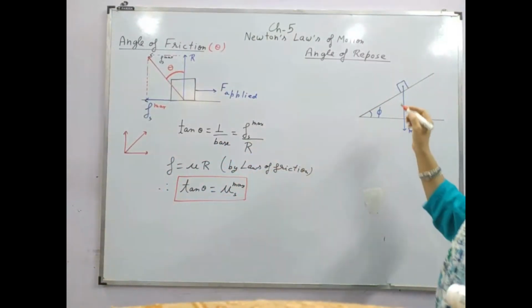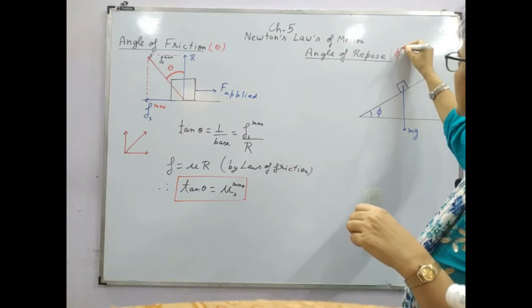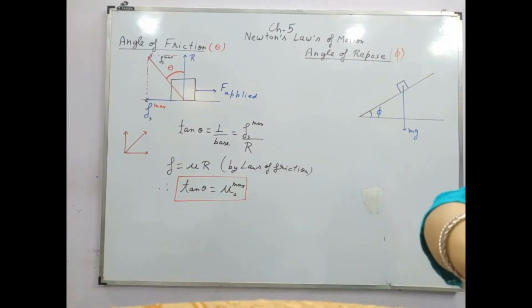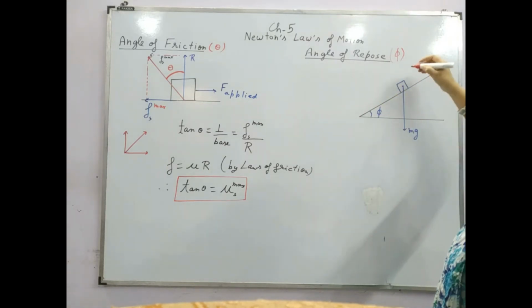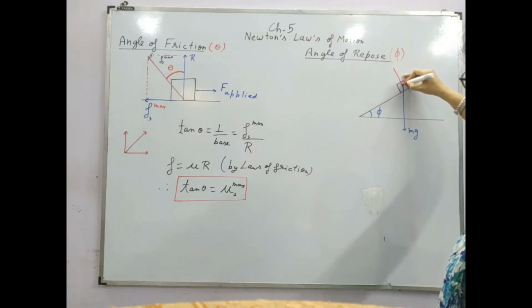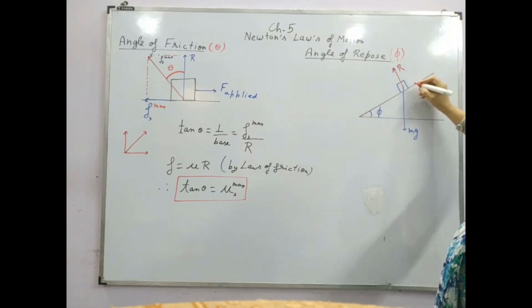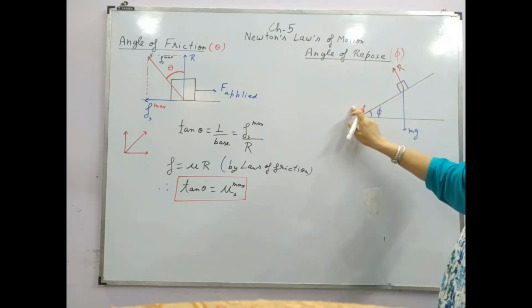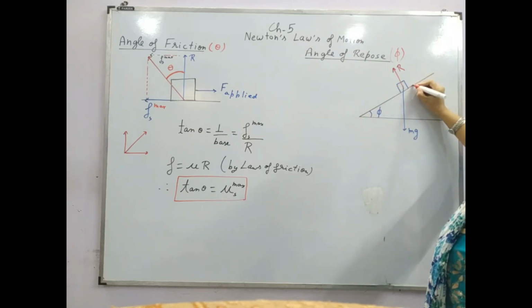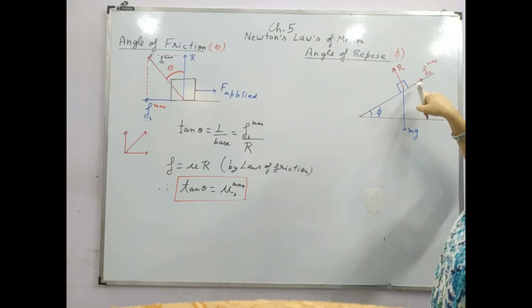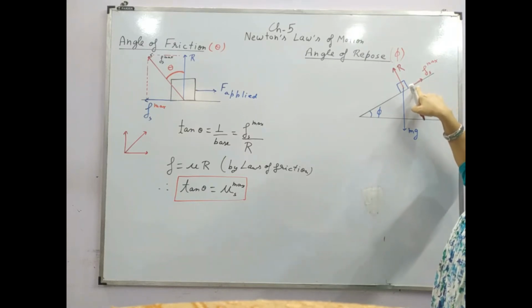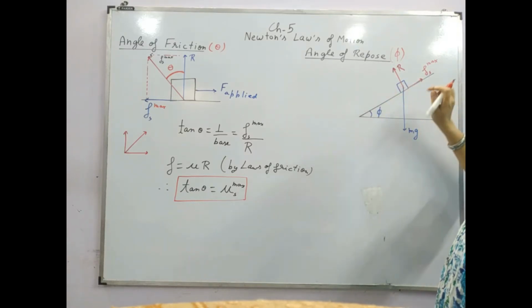So this angle of repose I am denoting here by phi, and this is the angle at which it just starts sliding down. We know that the normal reaction always acts normally outward to the surface. Now the object is moving this way, so the friction force will be this way, and we are calling it again limiting friction, the maximum static friction at which the body just starts moving.